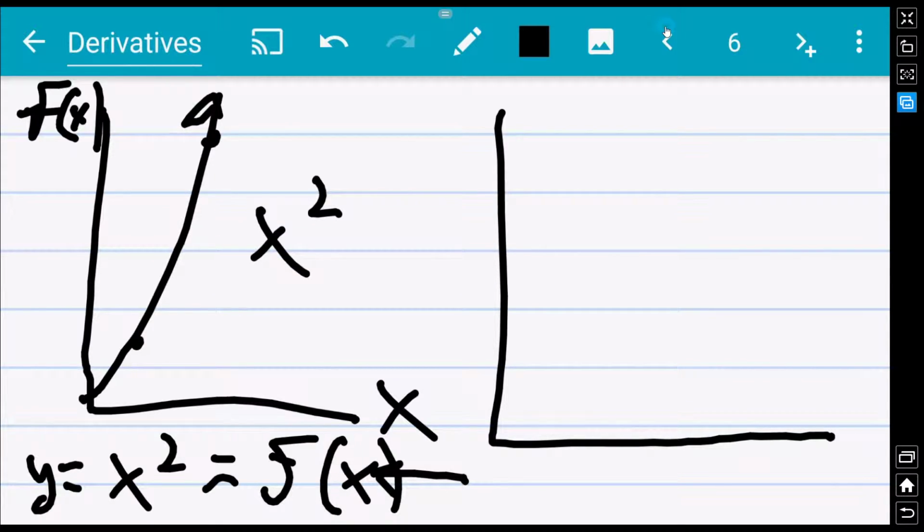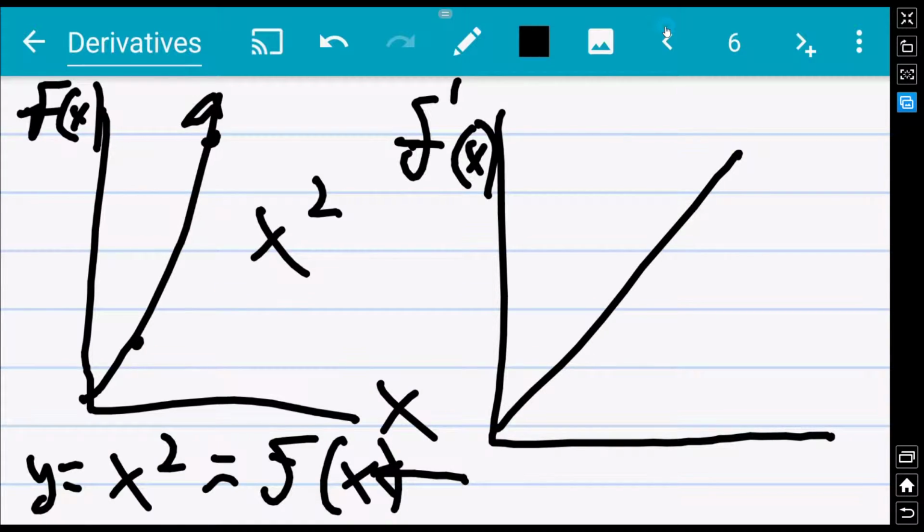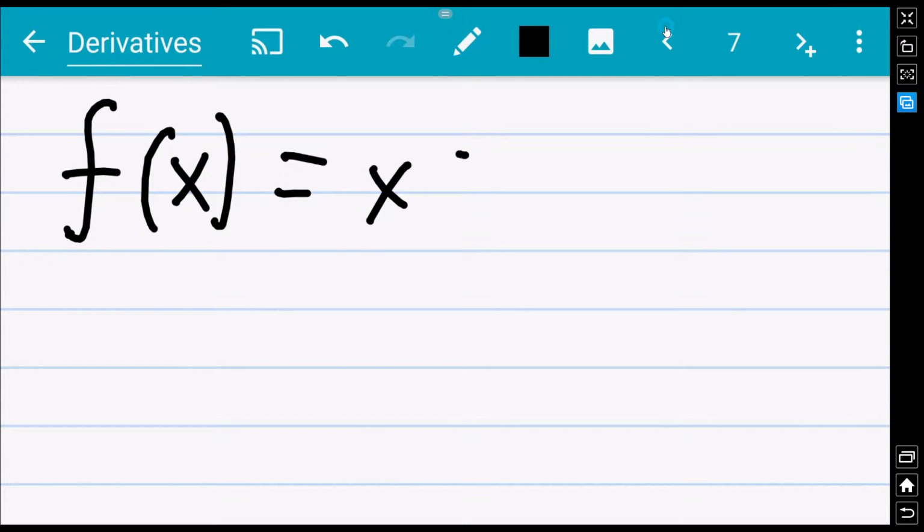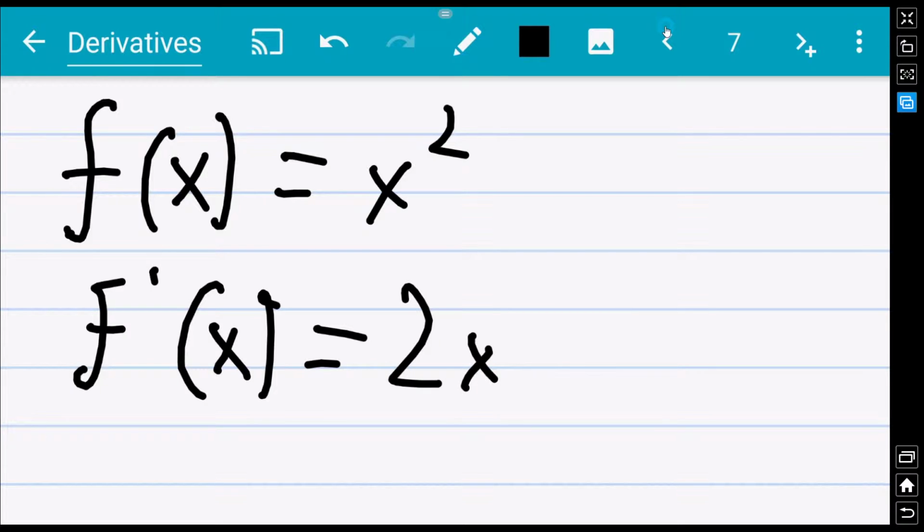Now, a derivative, f prime of x, looks like this. Now, why is that? Well, because the rate of change, this is a new word, is going up. So the derivative of, let's have f of x equals x squared. Now, f prime of x equals 2x. It is not equal to x.